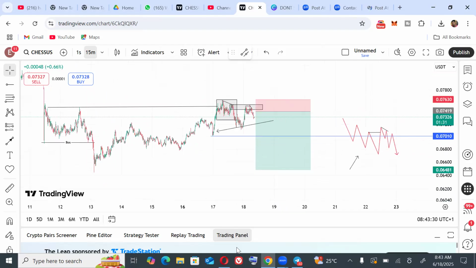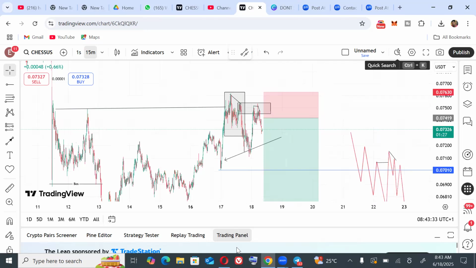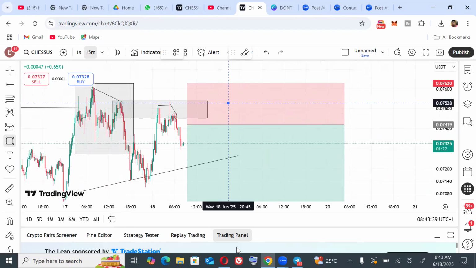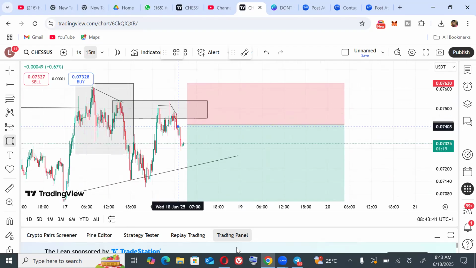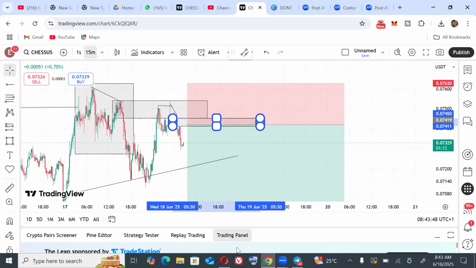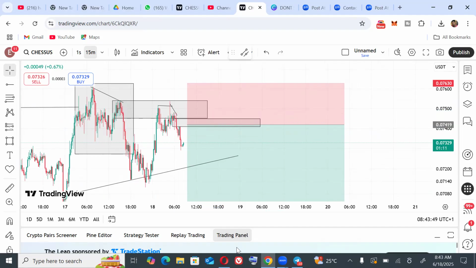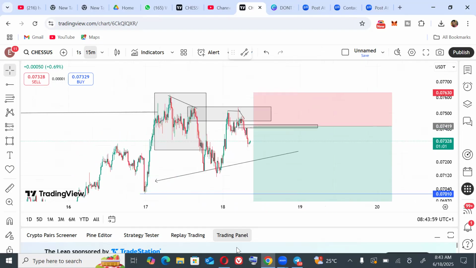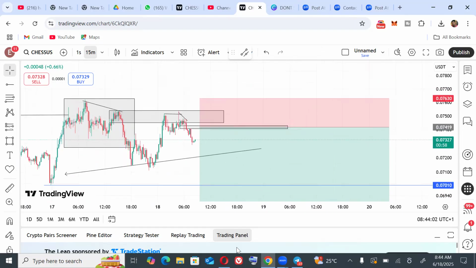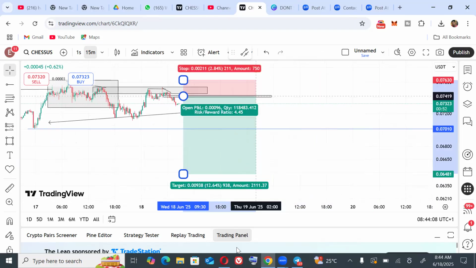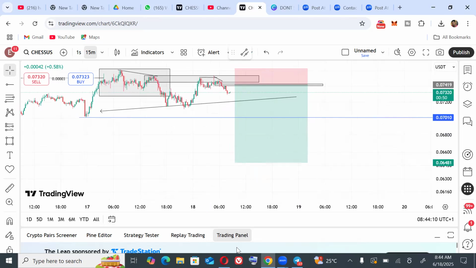If you've missed this first entry, you can get in at the fair value gap right here again. You can get in somewhere around here, or conservatively, this fair value gap, because this was the initial fair value gap that created this drive to the downside. So if you miss the first one, you can get in on the second one. You get a good risk to reward of about 1 to 4.5, which is very okay.